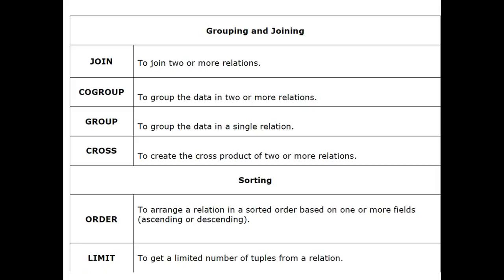If you are trying to group only the data within a single relation, then we use group. But if you want to group your data based on more than one relation, then you need to use cogroup. This example I'll be giving you tomorrow, how exactly this cogroup is going to work out.